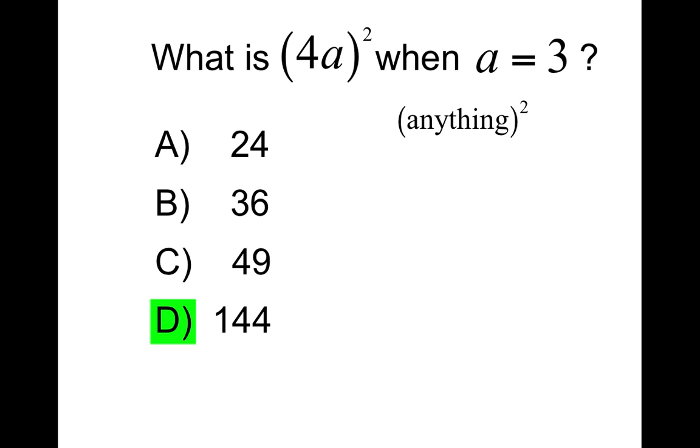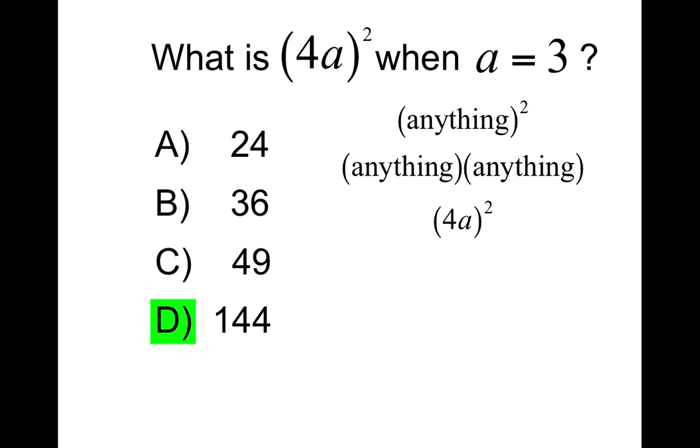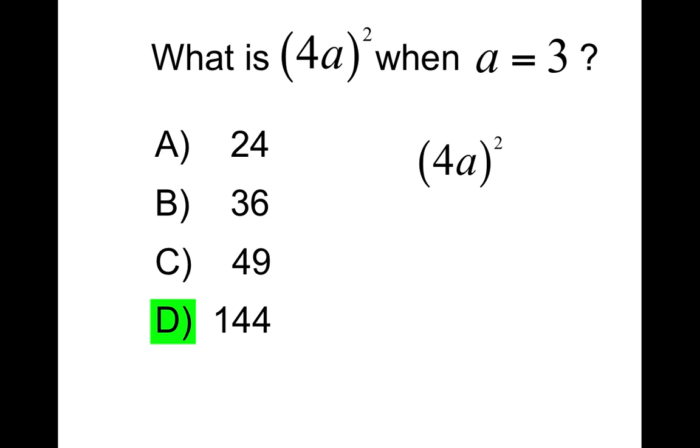One way to think of this is that anything squared is just that thing times itself. So 4a squared is 4a times 4a. That's the same thing as 16a squared. Since a is 3, we'd want to square the 3 first. We'd end up with 16 times 9, which is 144. This is one way to think about this problem. There is a simpler way though.